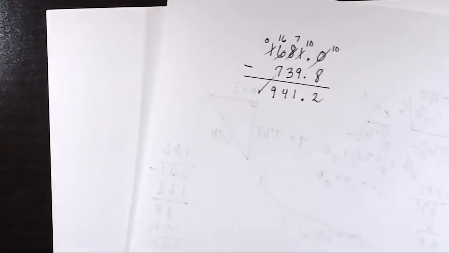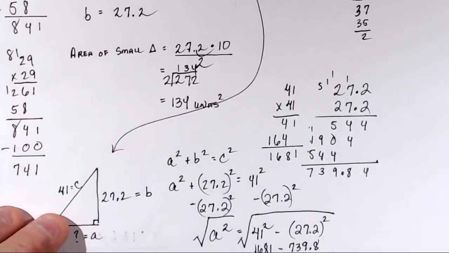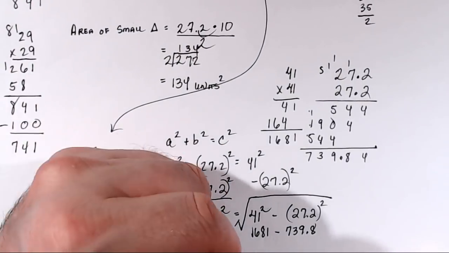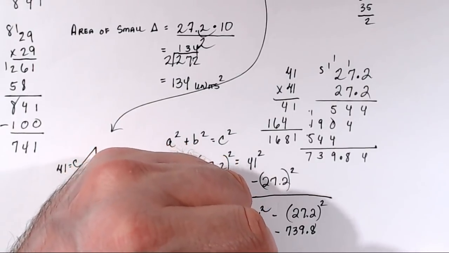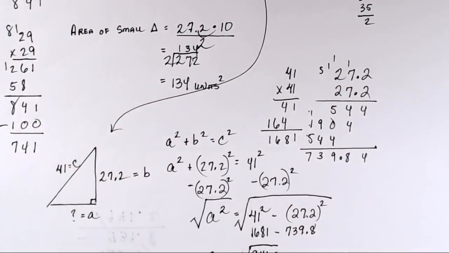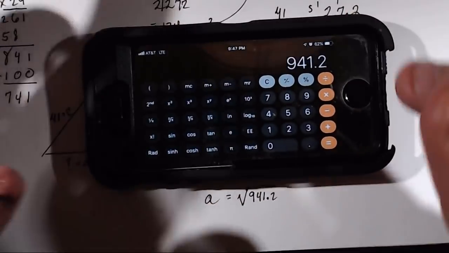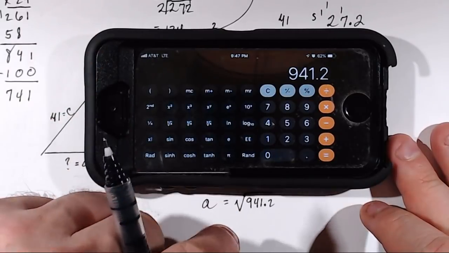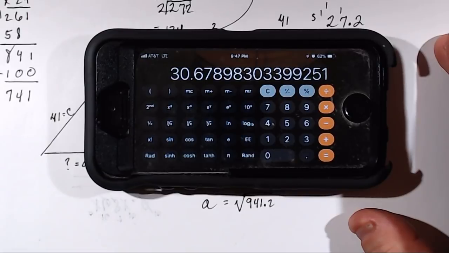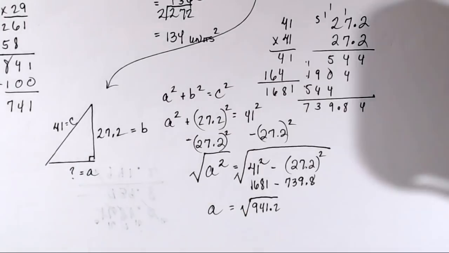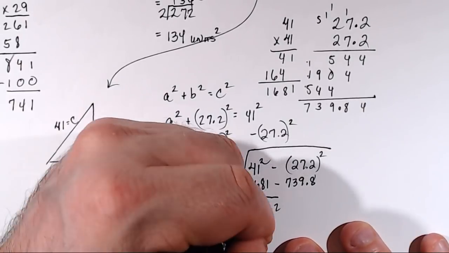Let's go back here. So 941.2 is what I'm going to take the square root of. So a equals the square root of 941.2. So what is that square root? This one we do need the calculator. Take the square root. 30.67, round to the nearest tenth, so 30.7. So a equals 30.7.